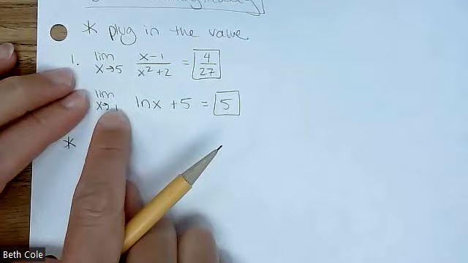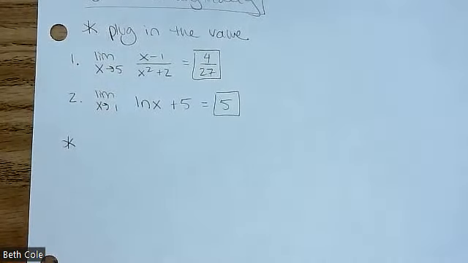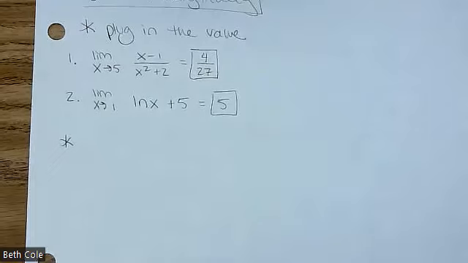Oh, limit as x goes to 2. Then you would have ln of 2 plus 5. I don't know what ln of 2 is without a calculator. The only one I know is ln of 1 is 0. That's actually a really good question. If you get something like ln of 7, you leave it as ln of 7. It's kind of like square root of 17 is just square root of 17. Without a calculator, you just leave it alone.